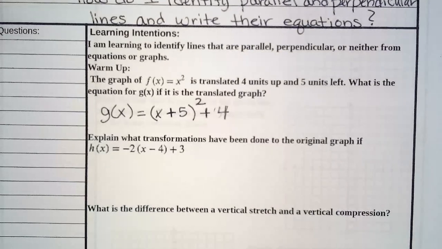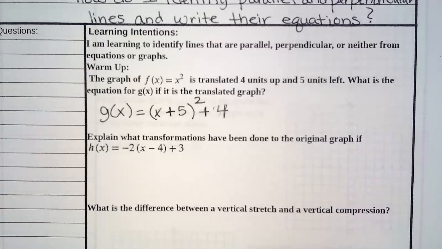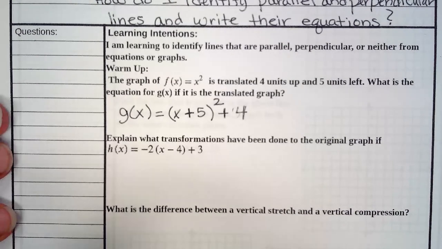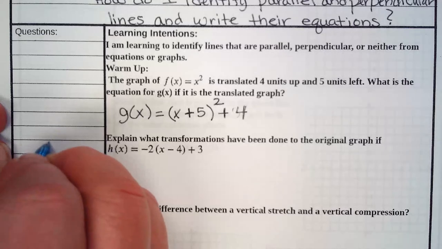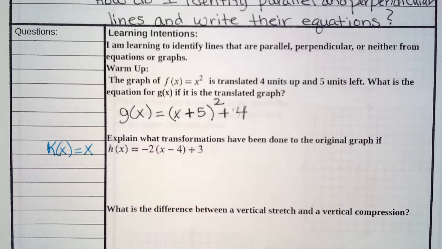Okay, pause the video and see if you can explain what's happened. If the original graph was your parent graph, since this is h, let's use k. k of x would be equal to x. That would be our original because this is a linear equation. So let's break it down. See if you can pause the video and see if you know what's happened.